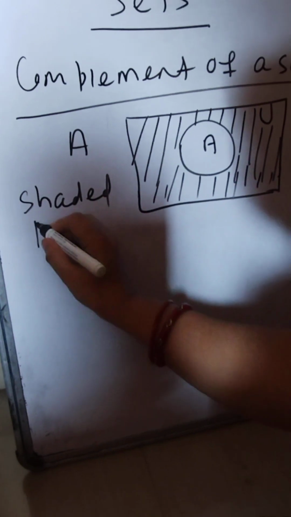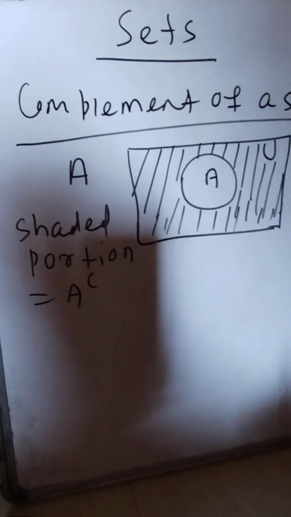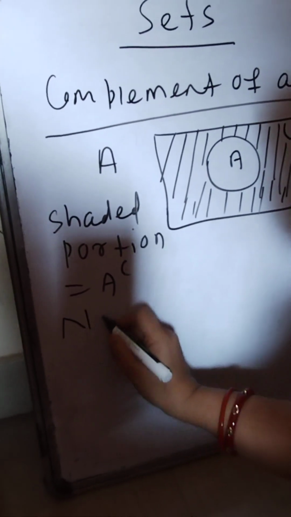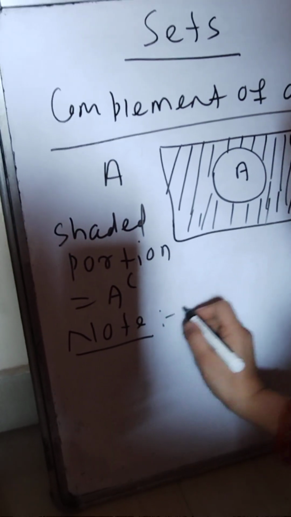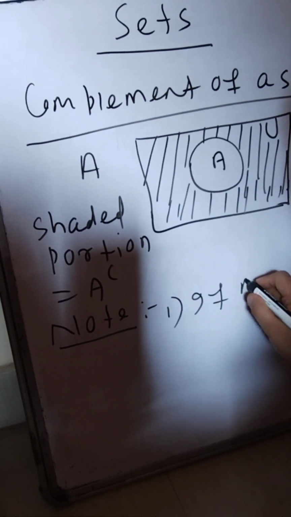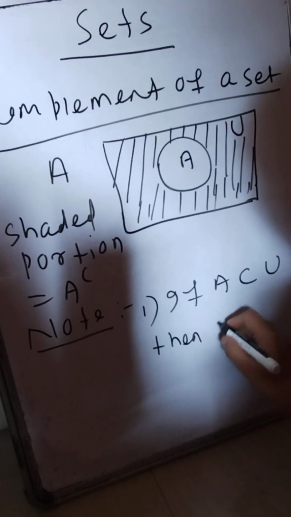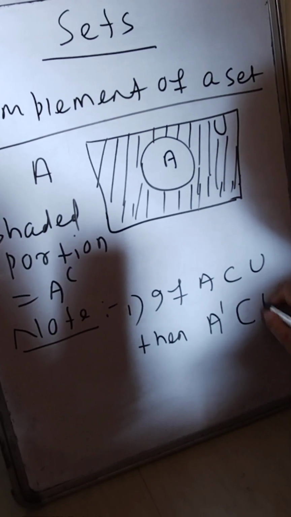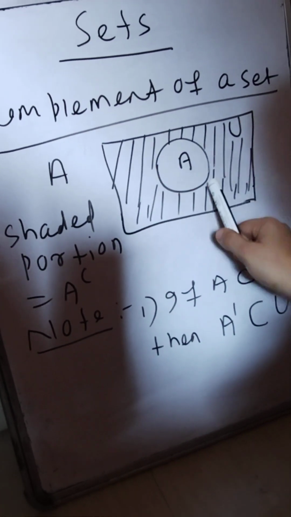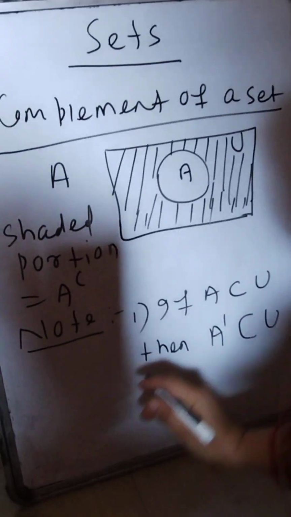Already we discussed this. Shaded portion is our A complement. Also, basing upon this, one note is here. You can find from Venn diagram that if A is a subset of U, then A complement is also a subset of U. See, A is a subset of U, we have taken A complement, the shaded portion is also a subset of U. So this you can prove from the Venn diagram, and here it is shown.